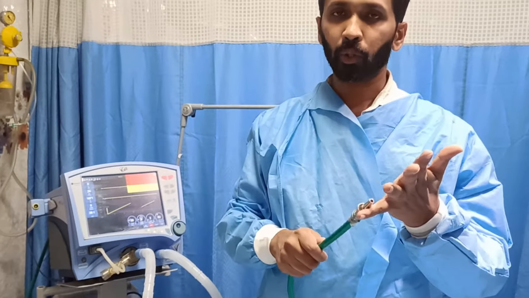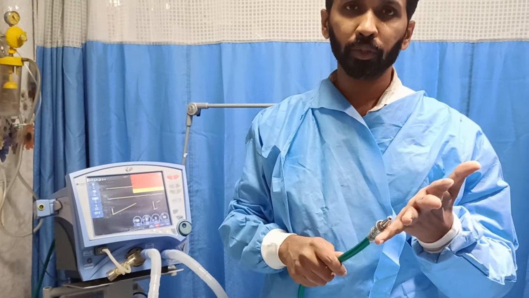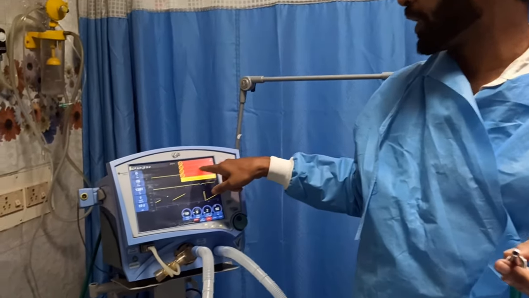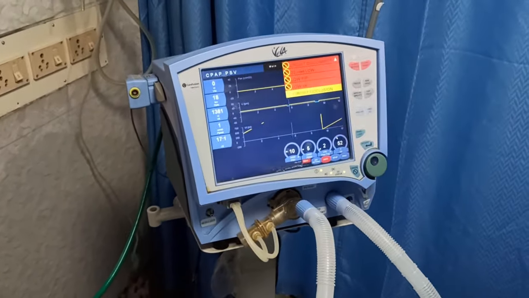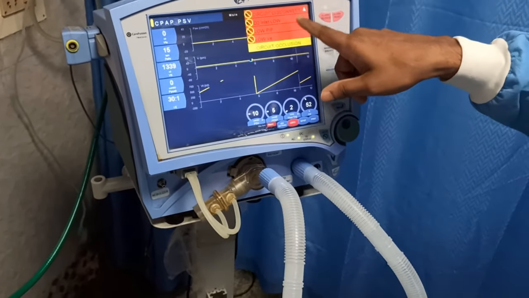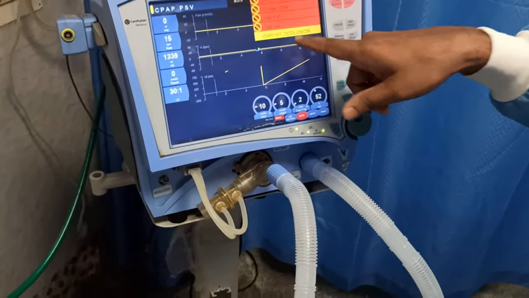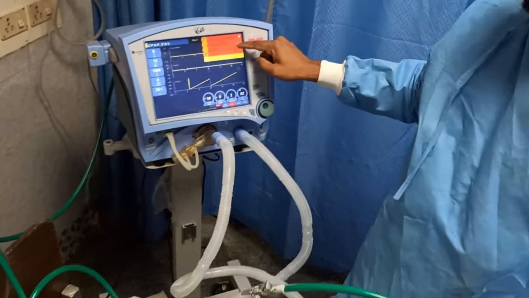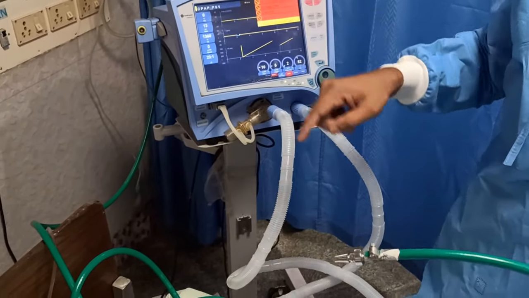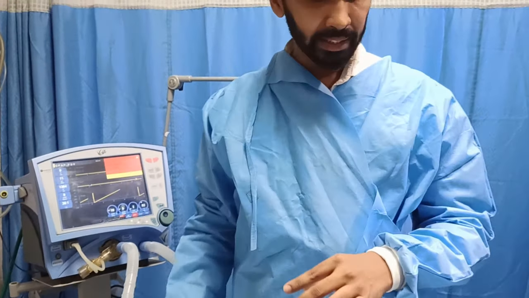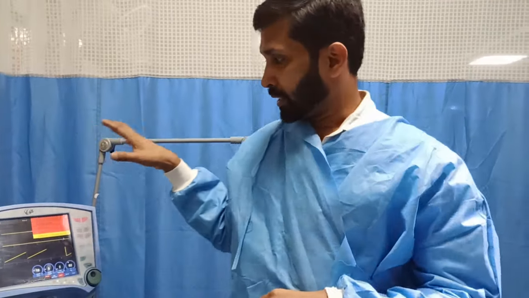So circuit occlusion because of the valve issue, and circuit disconnection. You can see low O2 inlet. This is because I didn't connect this oxygen to the wall, or it is not properly connected. Circuit occlusion, circuit disconnect, then low VE and low PEEP, as I didn't connect to the patient. If I connect the patient, these two things will be gone, but the low O2 inlet will be there, because I didn't connect the oxygen. So these are the basic things about a CPAP mode of ventilation while we are practically seeing the things.